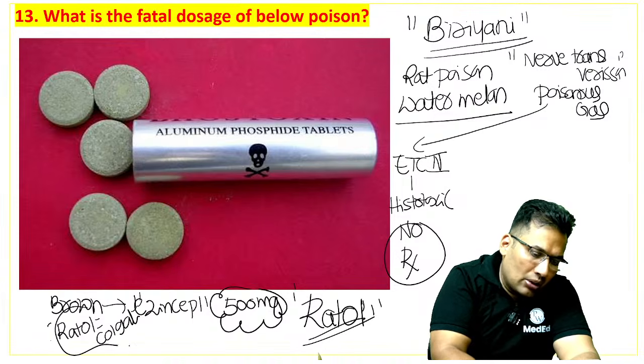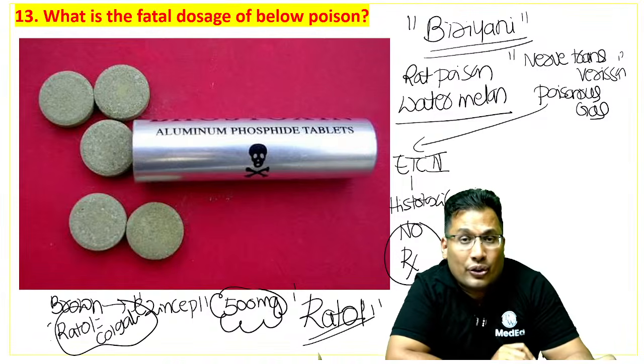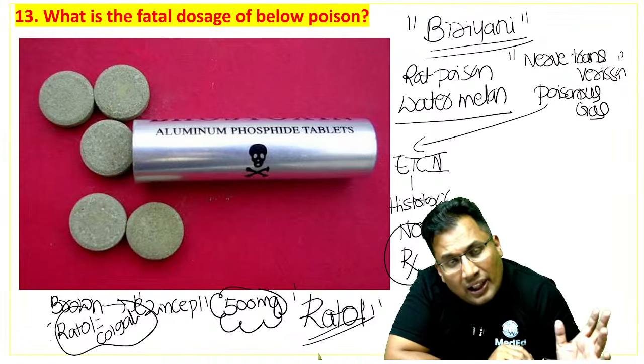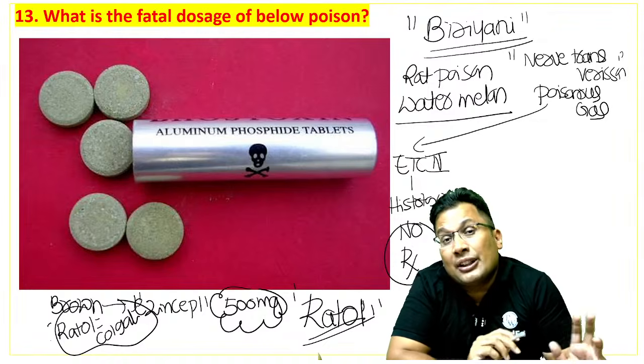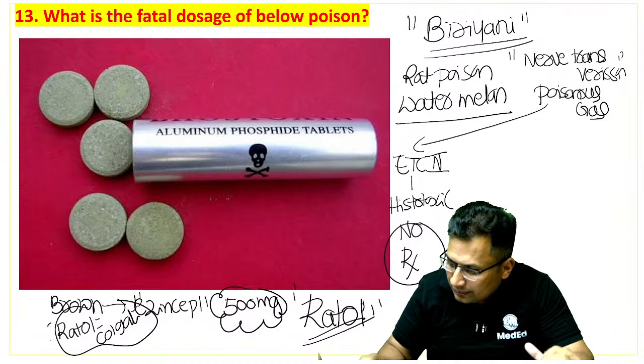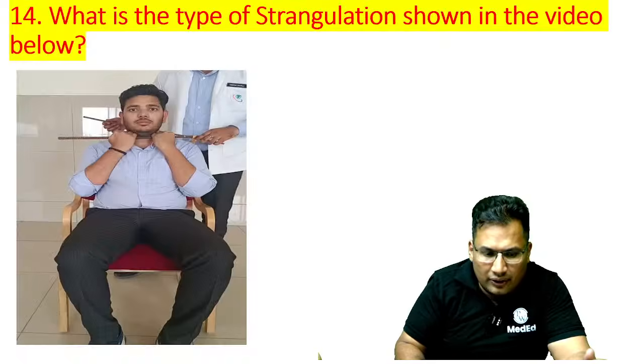Remember, ratol is a rat poison, consists of aluminium phosphide, very fatal, and Colgate is good, but there can be chances of accidental death in children. Phosphine gas, very good, Ganesha.